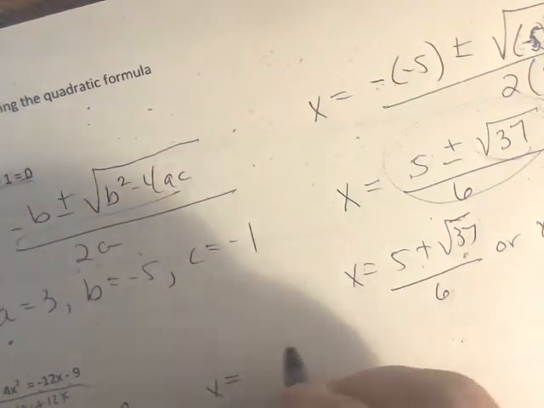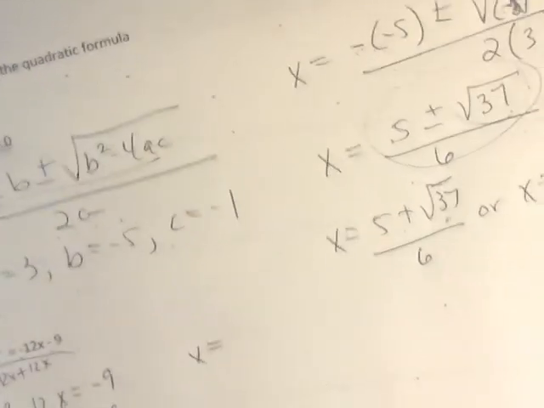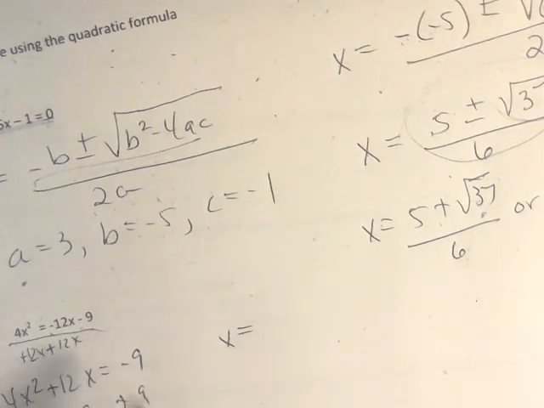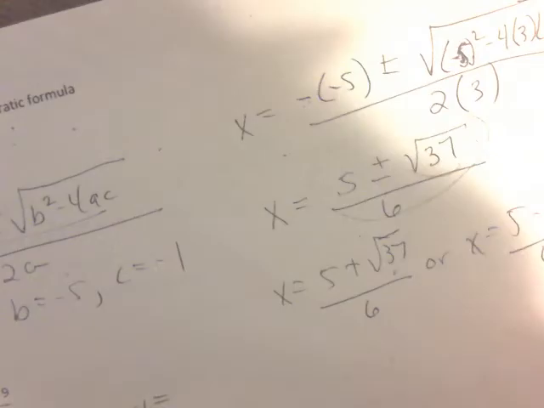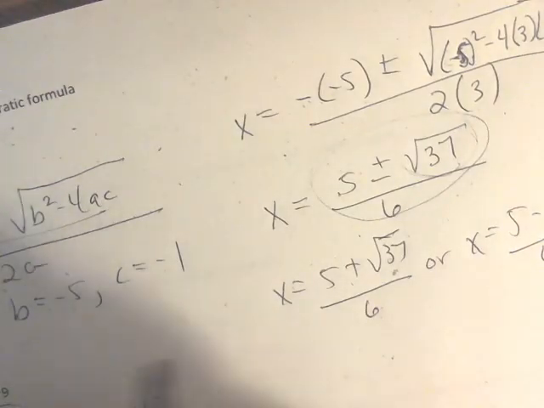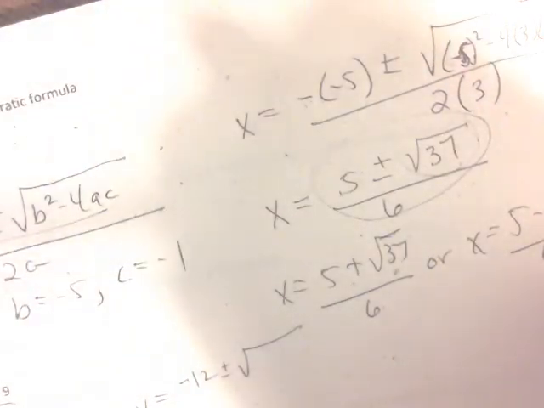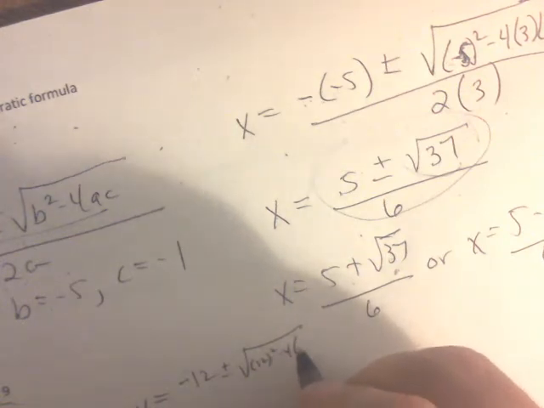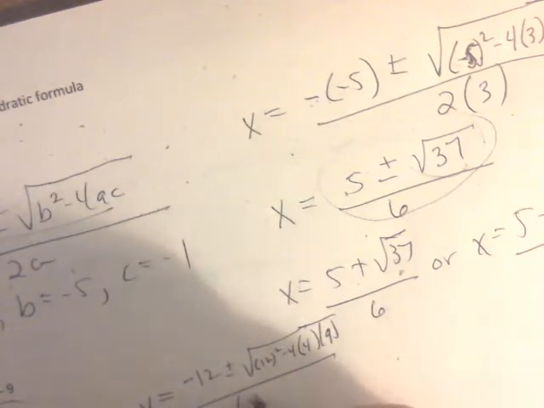So x is, and let me backtrack a little bit. A is 4, B is 12, C is 9. A is always times x squared, B is always times x, C is by itself. It doesn't matter what order they're in. It goes by what coefficient they are of. So we've got minus B, plus or minus the square root of b squared minus 4 times a times c, all over 2a.